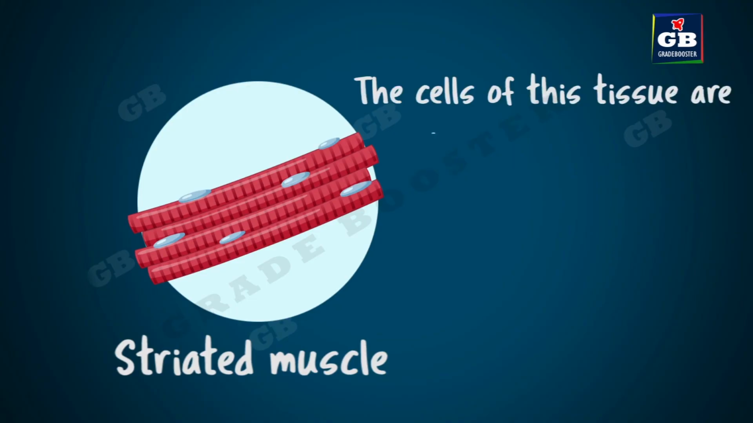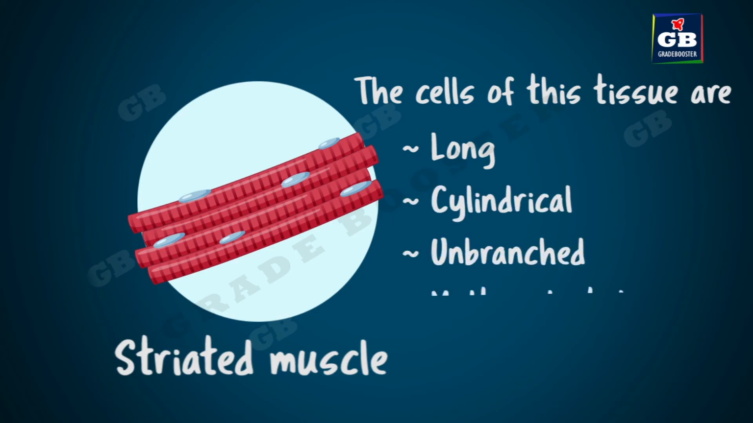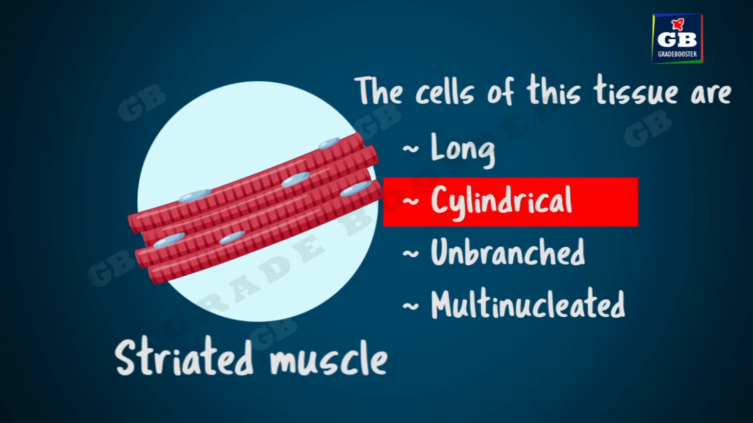The cells of this tissue are long, cylindrical, and there is no branching observed. These cells are multinucleated. That means they have many nuclei. So in a nutshell, the voluntary muscle cells are long, cylindrical, unbranched, multinucleated, and striated.